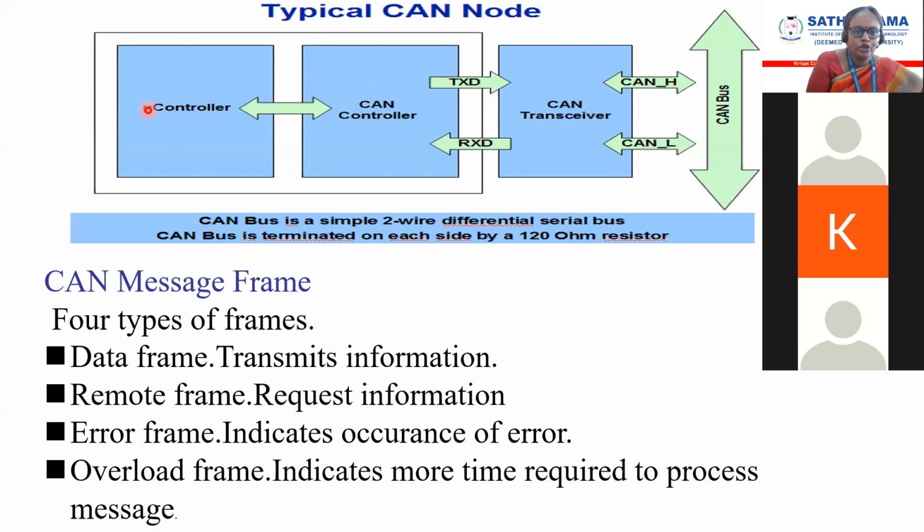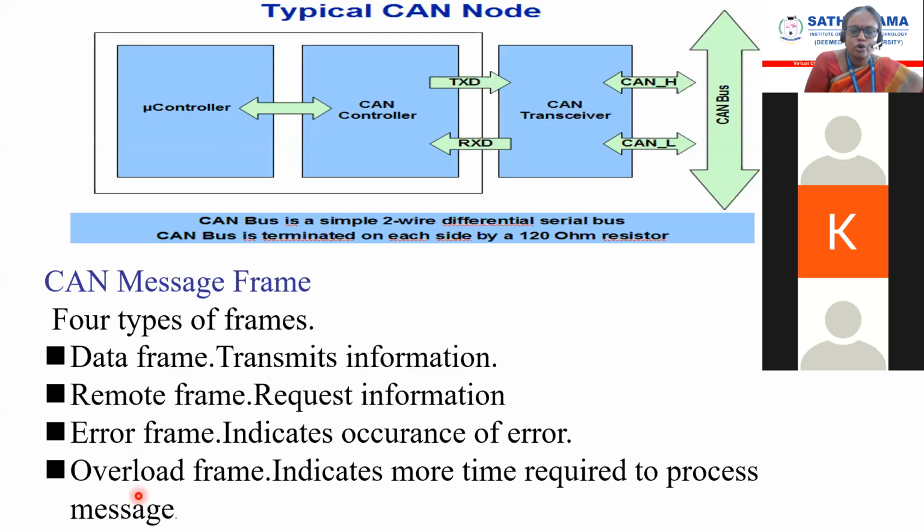So you have four types of frame. We have seen the message frame, but normally we classify them into four types. What are the four types? Data frame, which transmits the information. Remote frame, which requests the information. Error frame, which identifies the error.